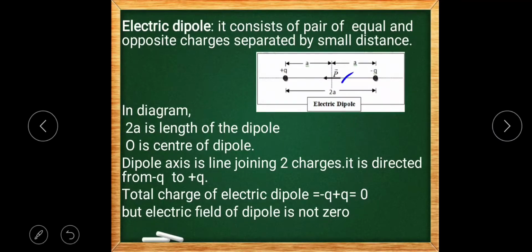Here, the total charge of the electric dipole is 0. That is, the sum of charges minus q plus q equals 0. But the electric field of the dipole is not 0.